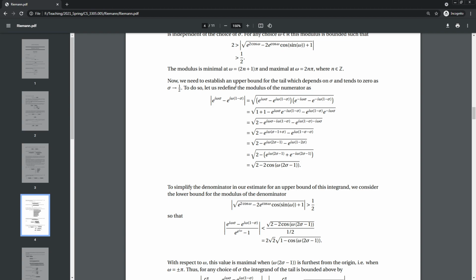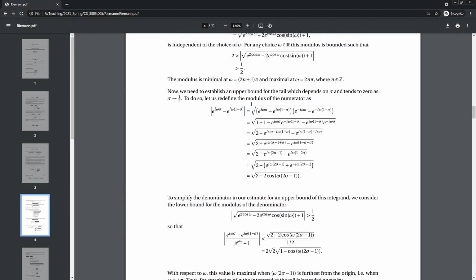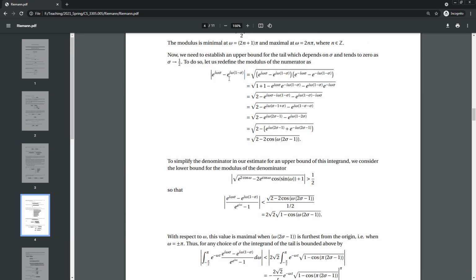Okay, so we're trying to establish upper bounds and lower bounds: upper bounds for the tail, lower bounds for the head, and show that the two shall meet. And so sigma in all of this will have extreme values at sigma equals 1/2 and sigma equals 1. And so as we go to 1/2, we know that the numerator goes to 0. But we want to make statements about the modulus of the numerator.